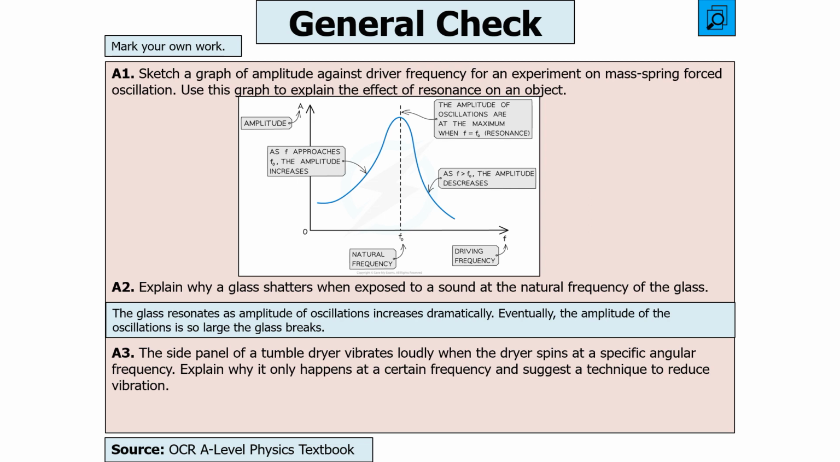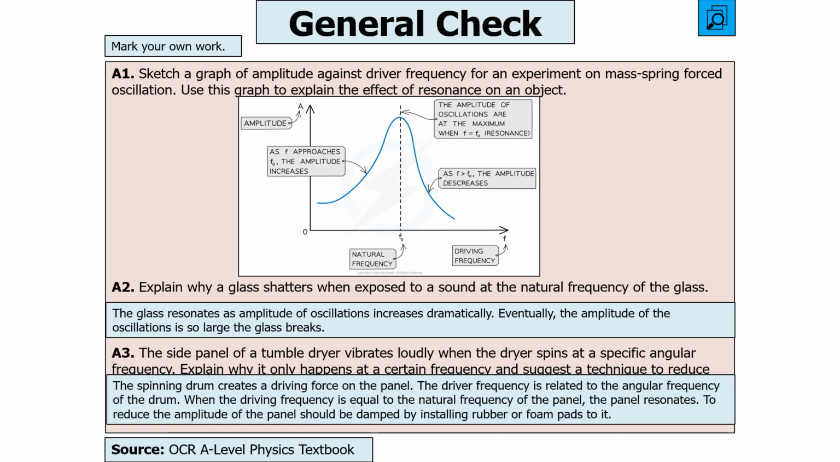Now the next question, when you've got a spinning drum in a tumble dryer, that creates a driving force on the panel. Now the driving force on the panel is related to the angular frequency of the drum spinning in the dryer. So when the driving frequency is equal to the natural frequency, the panel will then resonate, so to reduce the amplitude of the panel you can install dampeners, because dampeners will dissipate energy out of the system, so you can install rubber or foam pads to it.